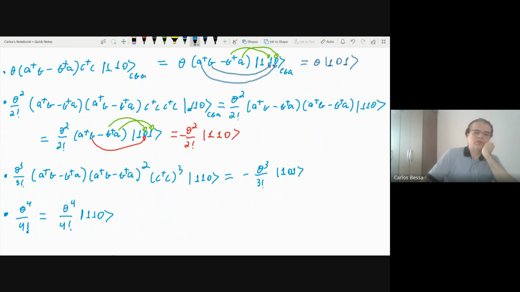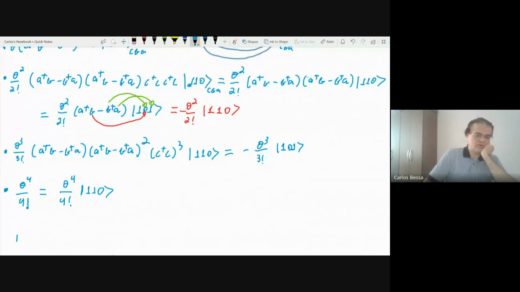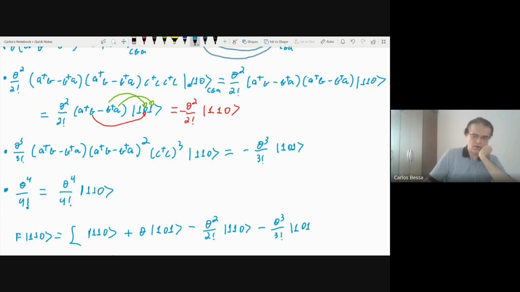So when we take all these terms and put them in the expression for the expansion of 1, 1, 0, we see that this is 1, 1, 0 plus theta 1, 0, 1 minus theta square over 2 factorial 1, 1, 0 minus theta cubed over 3 factorial 1, 0, 1 plus theta to the 4th over 4 factorial 1, 1, 0 plus higher order terms of the expansion.